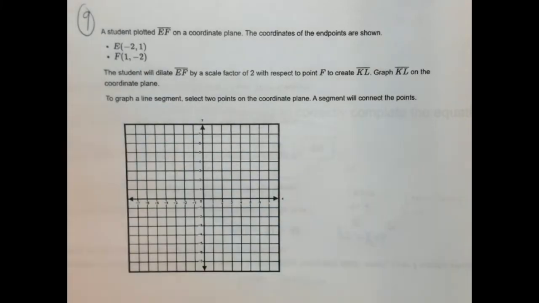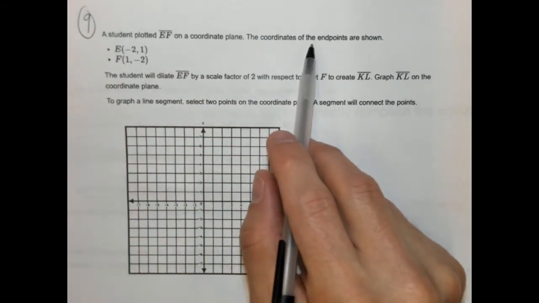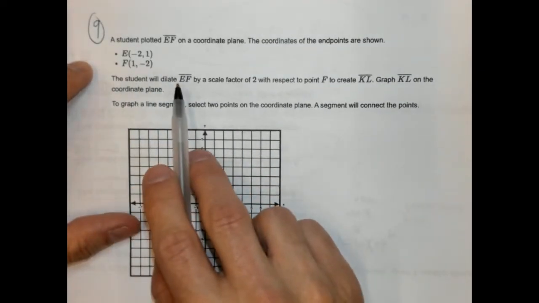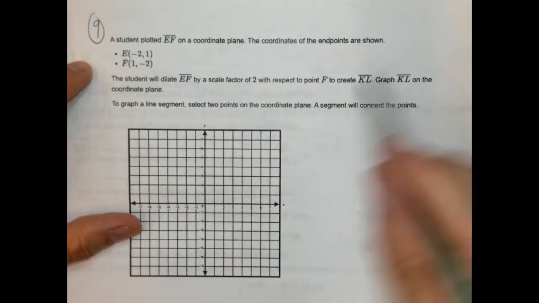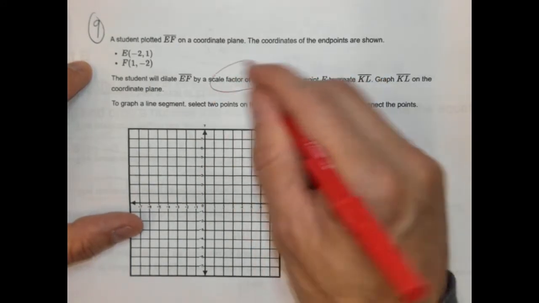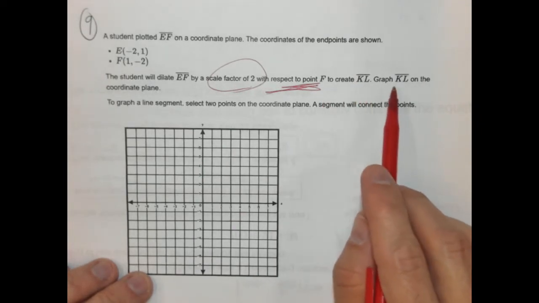Okay. So a student plotted EF on a coordinate plane. The coordinates of the endpoints are shown. So here's E and F. So, the student will dilate EF by a scale factor of 2 with respect to point F. That's important. To create KL. Graph KL on the coordinate plane.